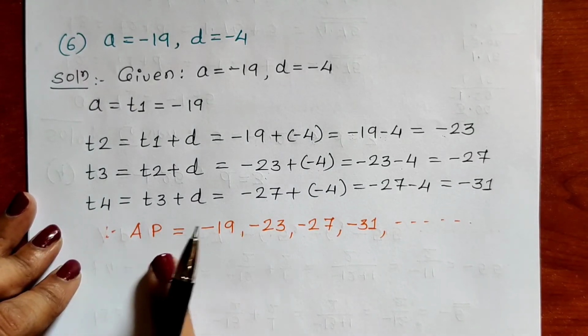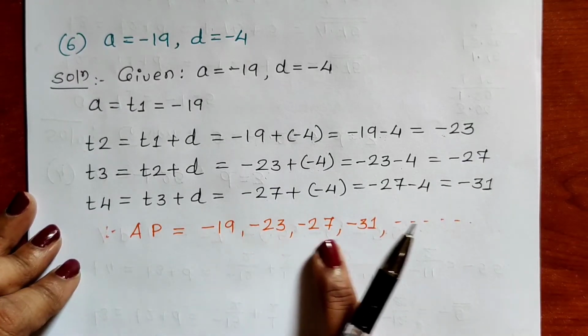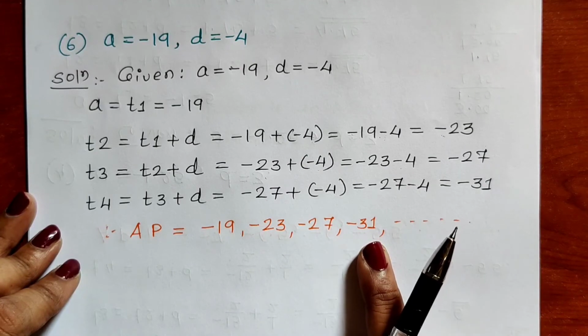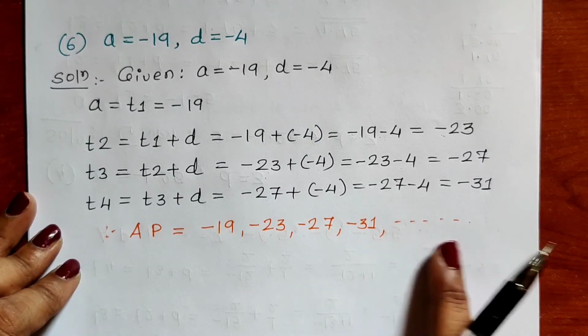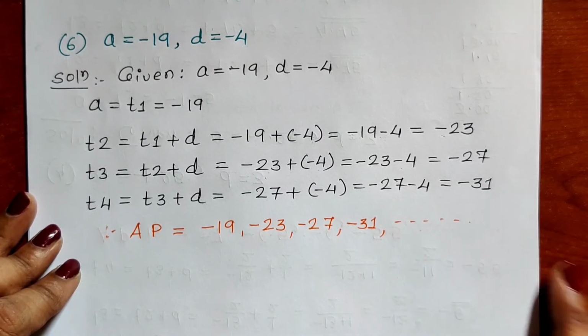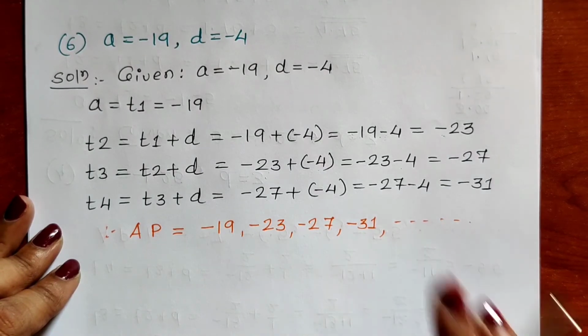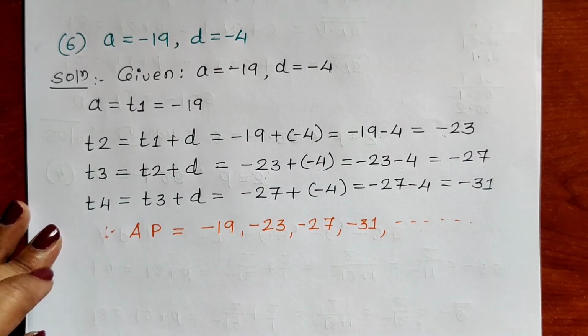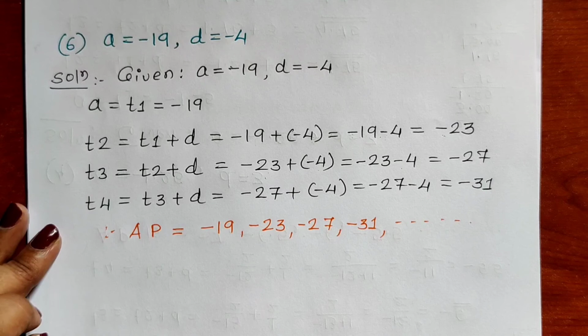So in this way we have got this AP: minus 19, minus 23, minus 27, minus 31 and so on. We will get minus 35 as the next term, and so on infinitely. So we have completed question number 2 now. We have to go on to the next question.